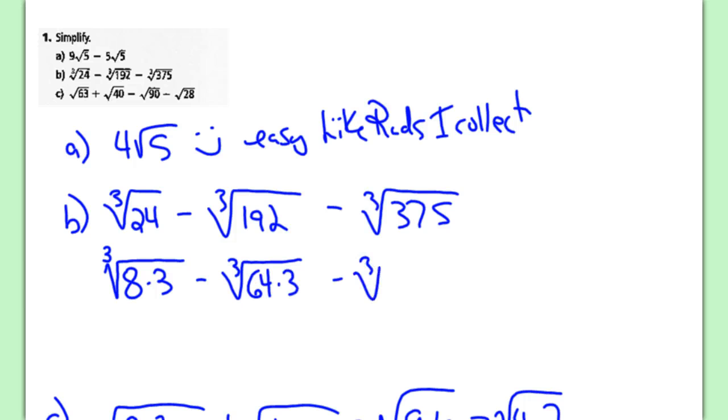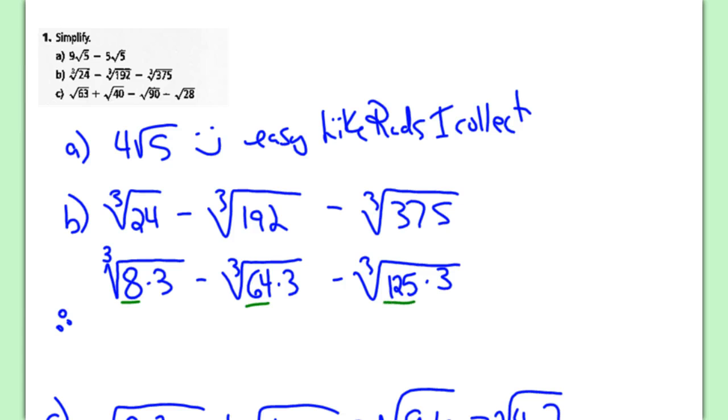Lastly, the cube root of 375. Well, I know that 5 times 5 times 5 is 125. Ooh, that's a good one. 125 times 3. Therefore, these are all my perfect cube, perfect cube, perfect cube.